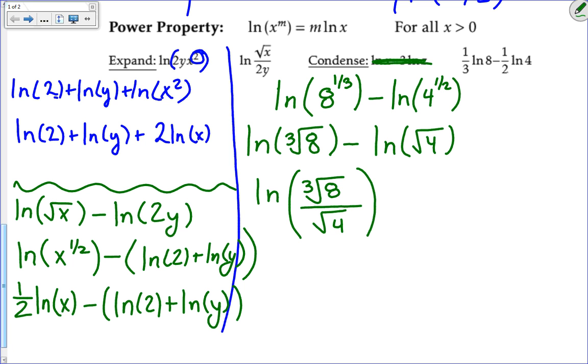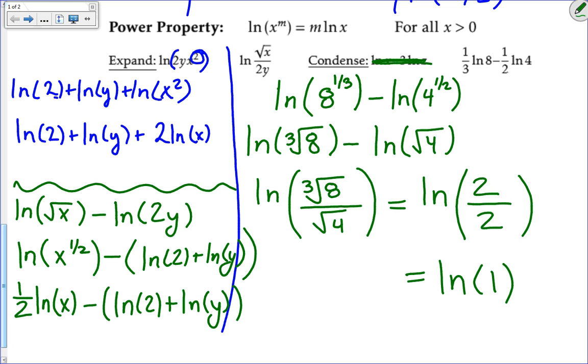Can we rewrite this in a more simplified fashion? So what is the cube root of 8? So we'd have the ln of what? 2 over the square root of 4? 2. So 2 over 2 is what? ln of 1. Do we know what the ln of 1 is? That's a nice one. It's not 1. ln of 1 is 0.